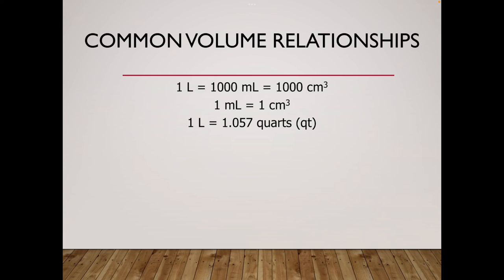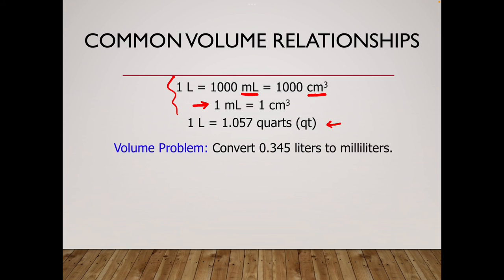So here are some common volume relationships. The most common one that we'll use is that 1 liter is equal to 1,000 milliliters. We'll use that a lot in this class. But what will help you is that milliliters is the same thing as cubic centimeters. So if you have a volume in milliliters, that's the same as the volume in cubic centimeters. That's what this equality is saying here. 1 milliliter is the same as 1 cubic centimeter. Kind of cool. And then another one that's useful is 1 liter is equal to 1.057 quarts. And that will get us from the metric system to the English system and back again. So again, this one is one that I would give you. You don't need to memorize that one. You do need to know these though.